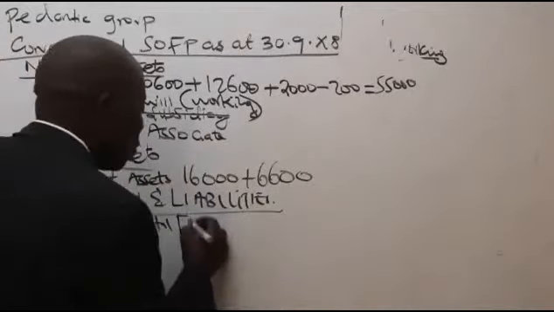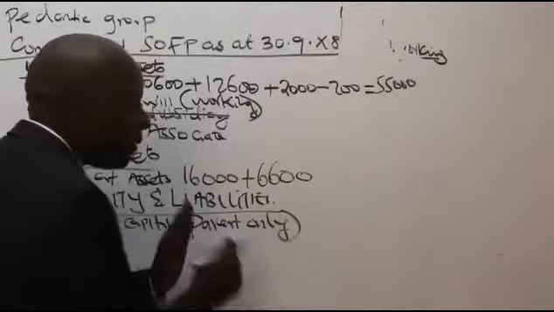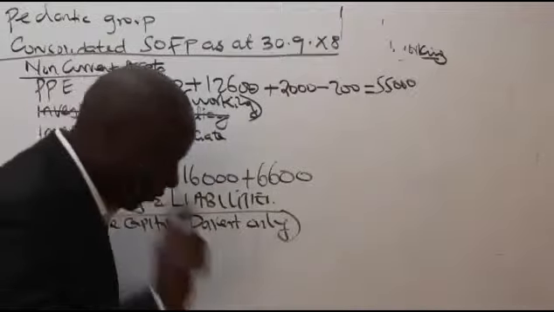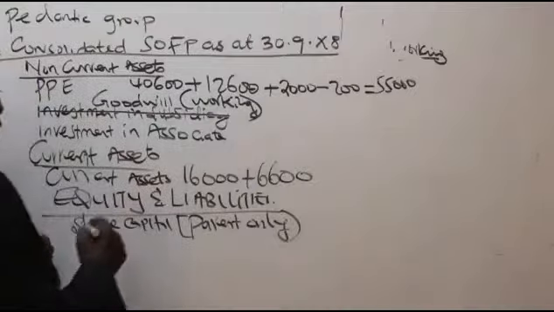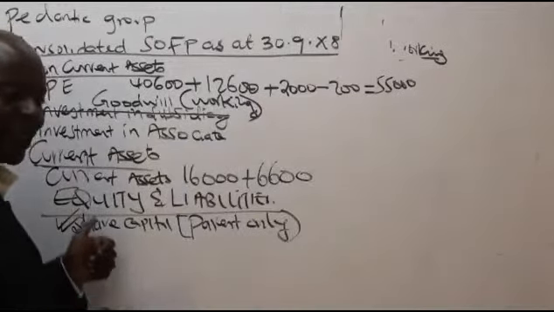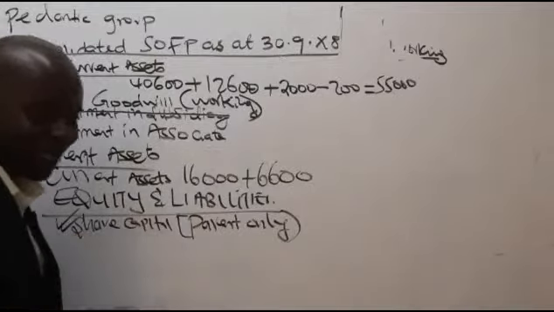So share capital, we shall pick the one of the parent only. You simply go to that column of the parent and pick the one of the parent only. Correct. From share capital, what else do we have? After share capital in equity, of course, we have share premium. But this question doesn't have share premium.